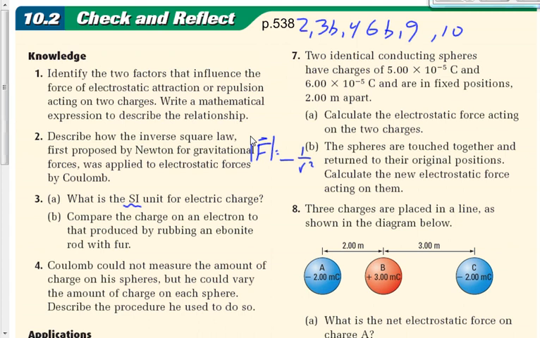Compare the charge on an electron to that produced by rubbing an ebonite rod with fur. Now, honestly, you can't quantitatively compare these two, because you have no idea how much charge is produced by rubbing this kind of plasticky, rubbery rod against fur. But you do know that it's going to be a lot more than the charge of an electron. When you rub 2 things together like that and bring something nearby, like hair, it'll make your hair stand on end. Well, an electron is not going to make your hair stand on end. So it's got to be a lot more charge.